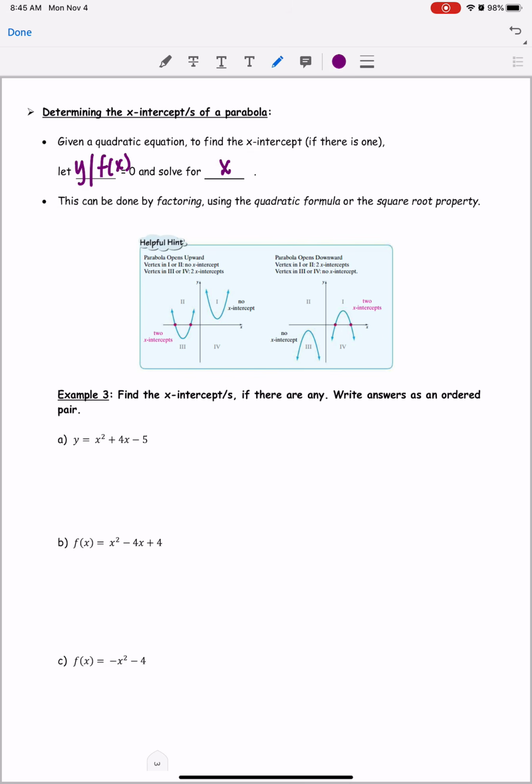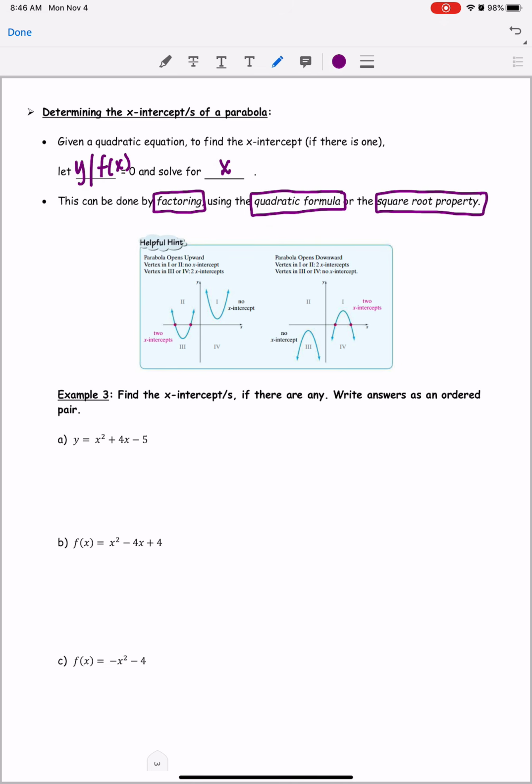We have used factoring, so we're going to do one of these examples by factoring. We have used the quadratic formula, so we'll do an example with the quadratic formula. And then we will use one with the square root property as well. So there's 3 different ways to solve these, and so we've got 3 examples. We'll do one of each.